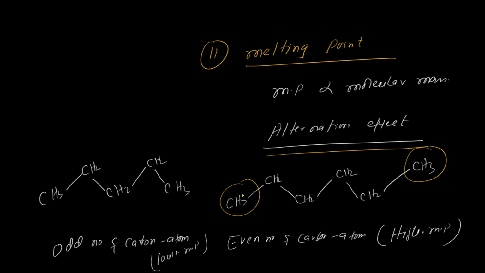Now have a look here. These are the polar carbons. They are at a maximum distance, so repulsion between these carbons is very less, so it will have a higher melting point and will be more stable as compared to this one. These polar carbons are very close to each other, so there is more repulsion, and that's why it will be less stable and have a lower melting point.